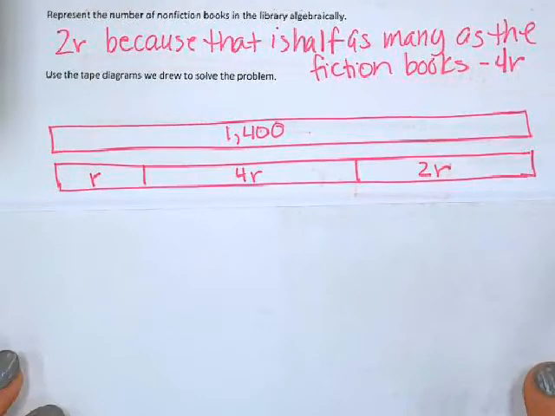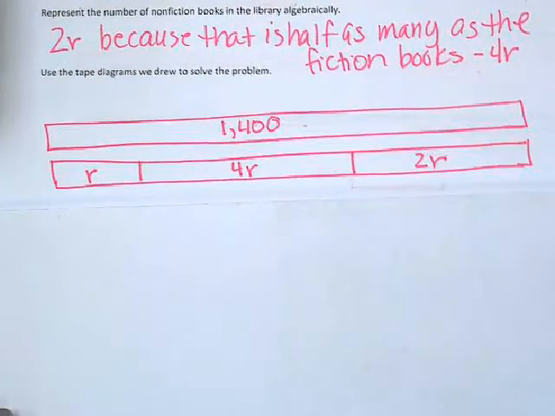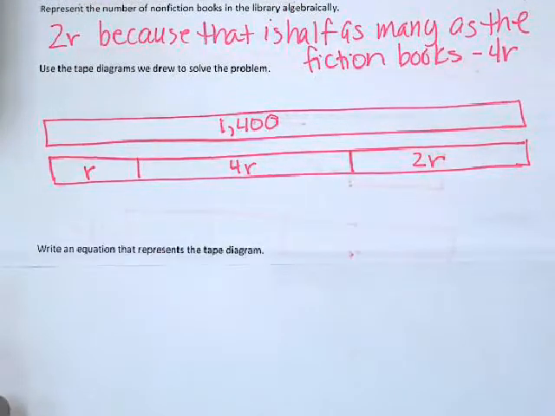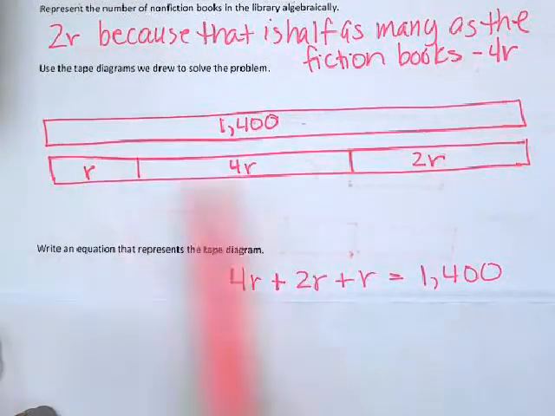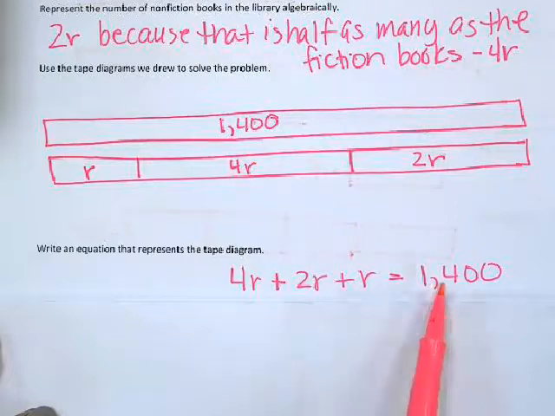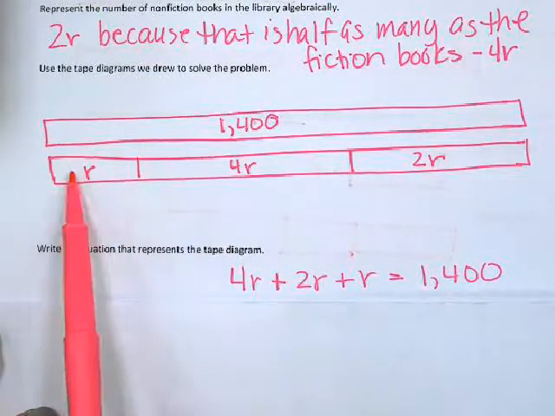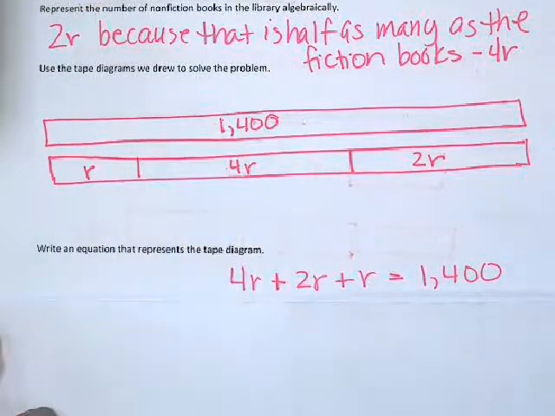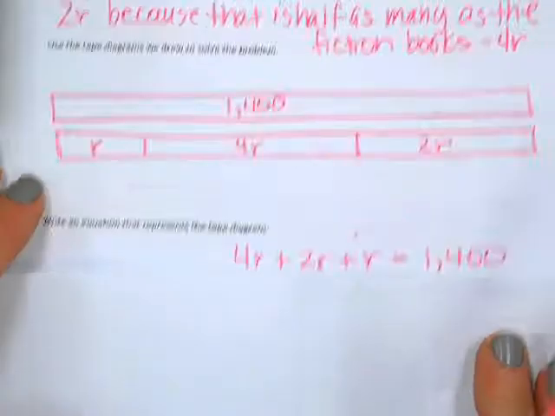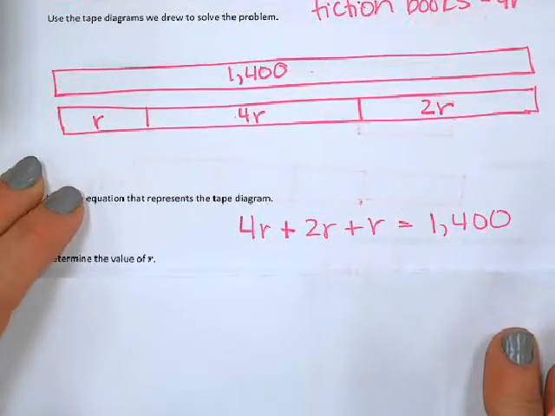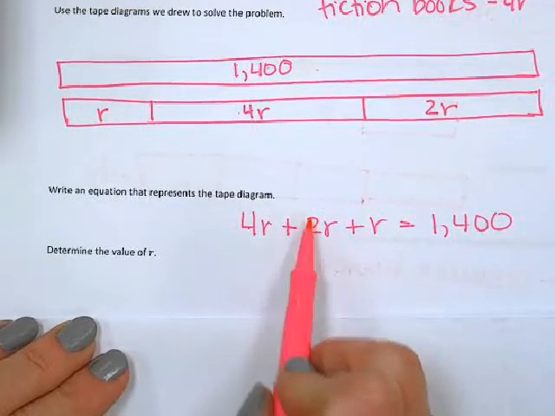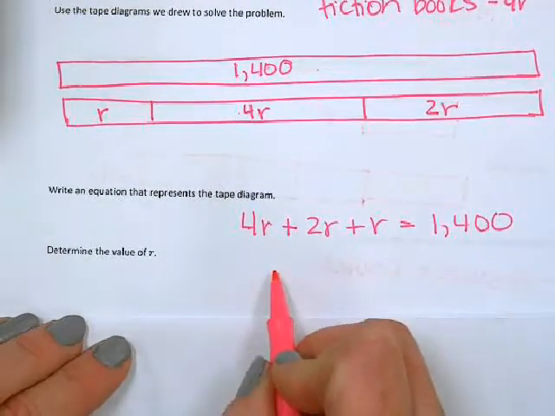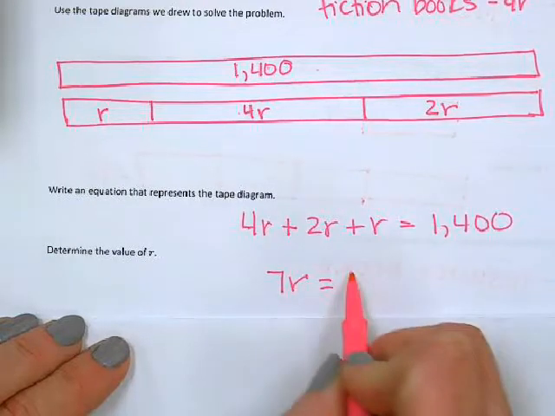So it says write an equation to go along with that tape diagram. And this is how we're going to find out what that variable R is going to stand for. So again, we just say 4R plus 2R plus R equals 1400. Just saying that these 3 sections need to equal that 1400. So if we take 4R, 2R, and R together, that's 4, 5, 6, 7. So that means that 7R equals 1400.